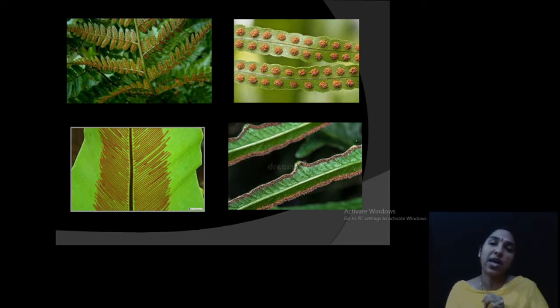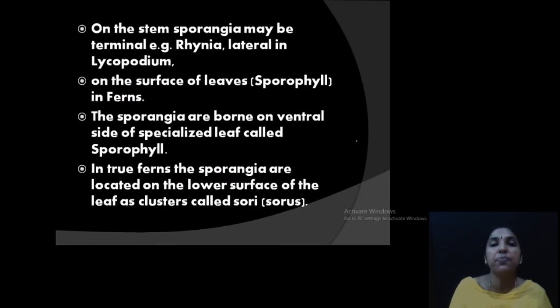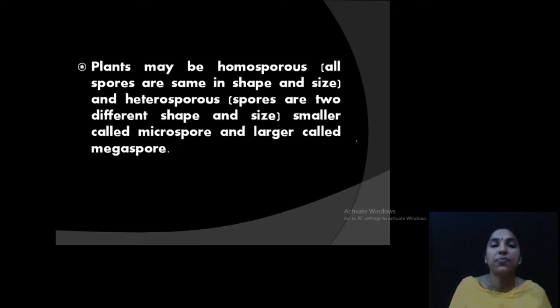So, spores are the asexual reproductive part. The plant may be homosporangiate or heterosporangiate, may be leptosporangiate or eusporangiate. See, sporangia may be terminal at the tip. Example is Psilotum. Or they may be on the surface of the leaf, or on the ventral side or margin, or maybe different parts. Then homosporous, I already told you.